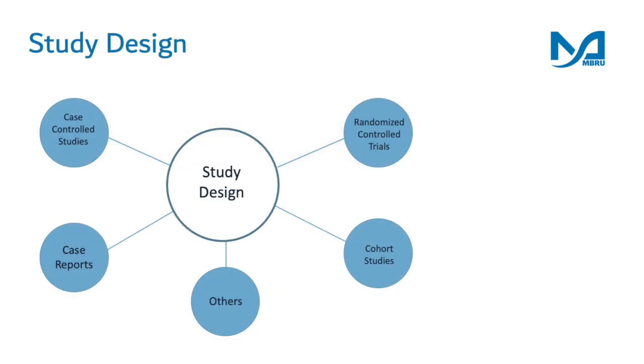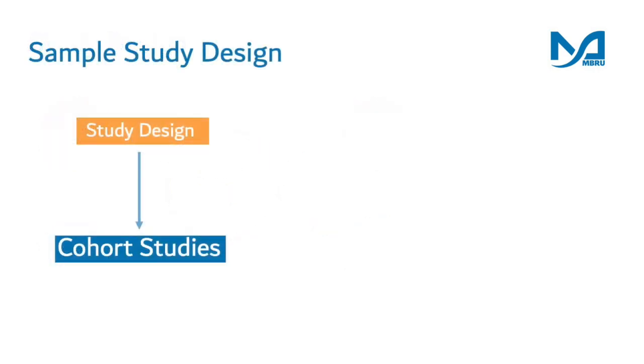Researchers use various study designs for the research. These designs are chosen based on the nature of the research. The various study designs can be randomized controlled trial, cohort studies, case-controlled studies, case reports, and so on. For a valid scientific outcome, a researcher may adopt any of these study designs. A researcher may use a cohort study model to conduct a cohort study.